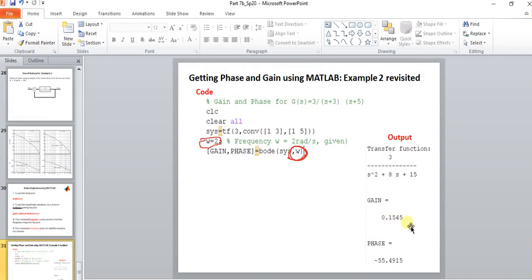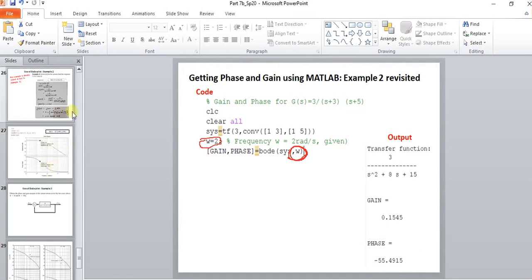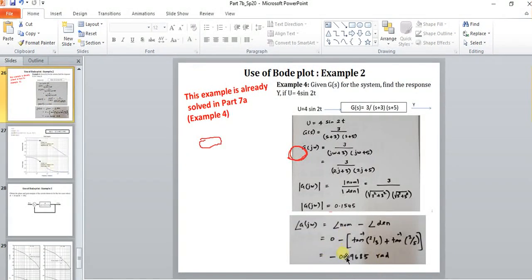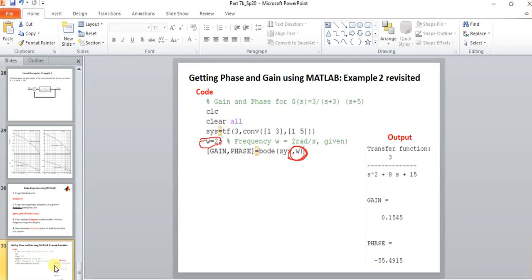0.1545 exactly. Remember that when you give this command, the number you are going to get for gain is in absolute numbers. It is not in decibels. And the phase you are going to get is in degrees, minus 55.49. I showed you before how this degrees corresponds to this radians. So by this, what we have done now is we have proved that the value of gain and phase, what we got for the transfer function by hand, is the same as what we get from the Bode plot.